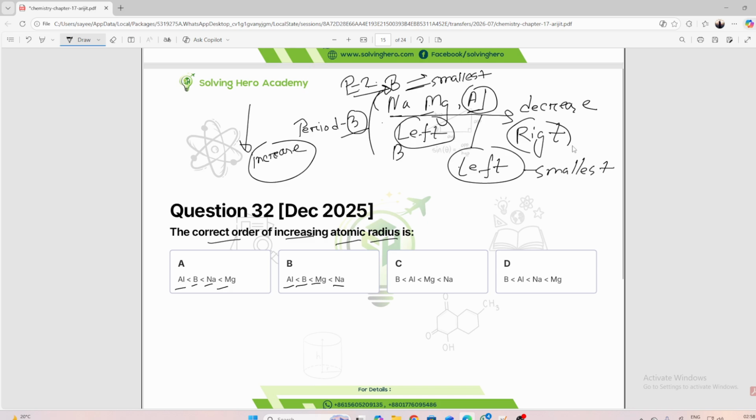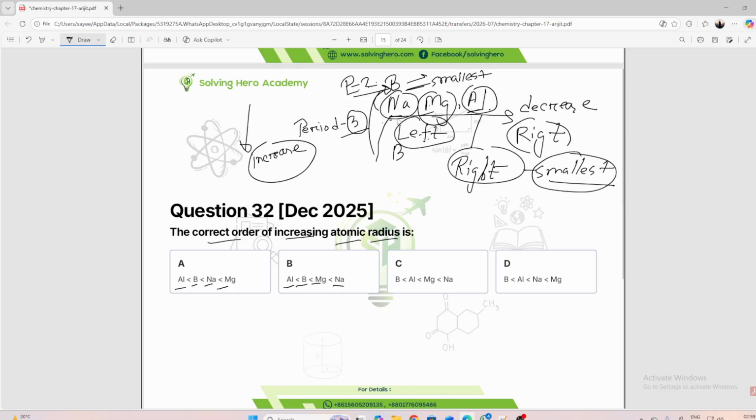So sodium is the biggest one because it lies on the left. Sorry, I have just made a mistake. This is not right, this is on the left. Sorry, this is not left, this is right. So if we go left to right, the size decreases. So this is on the right side, so this is the smallest one.